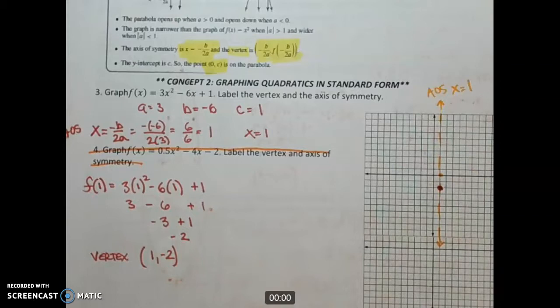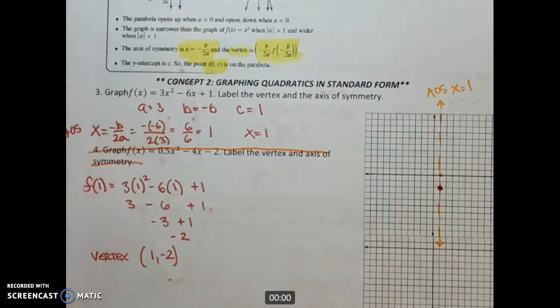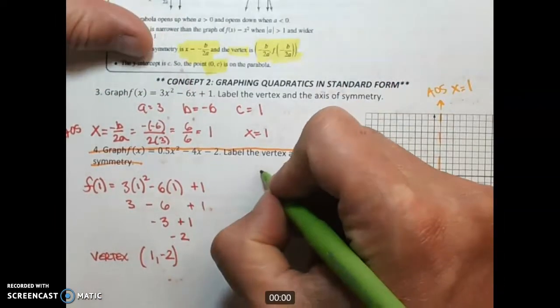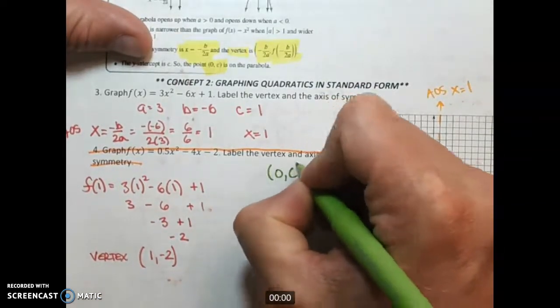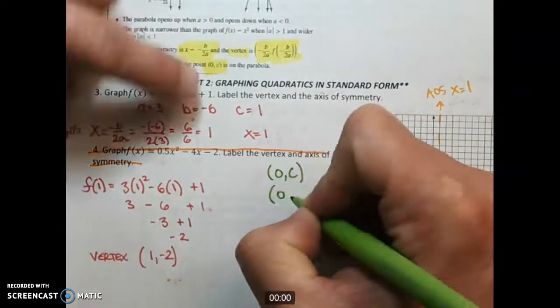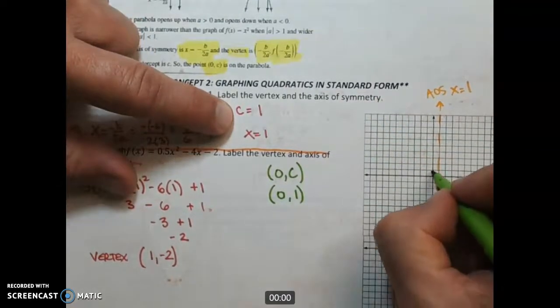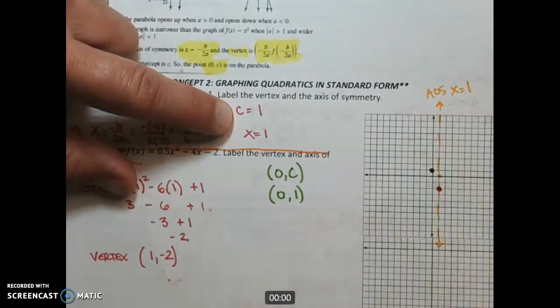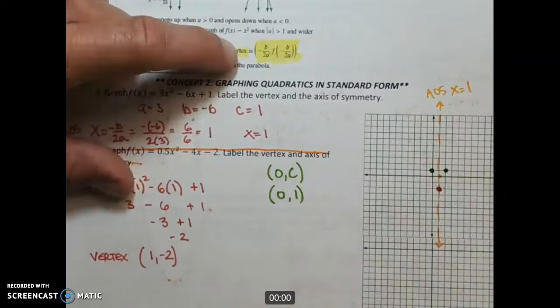This time a is positive, so it's going to open upwards. Alright, the next part is this shortcut right here, 0, c. It always works. In this case, c is 1. So now I have 0, 1, which is right there. And I can just mirror it right there.